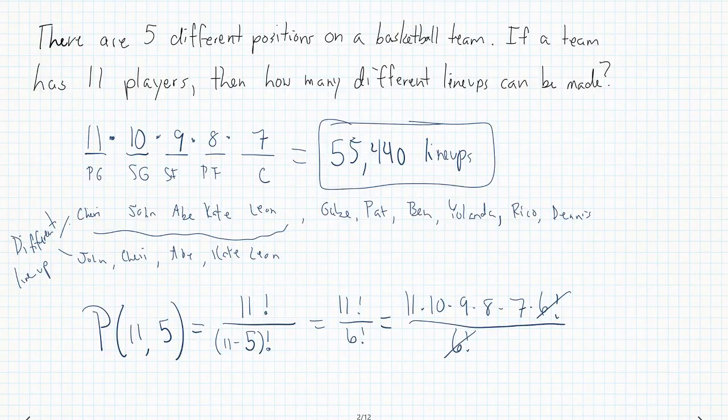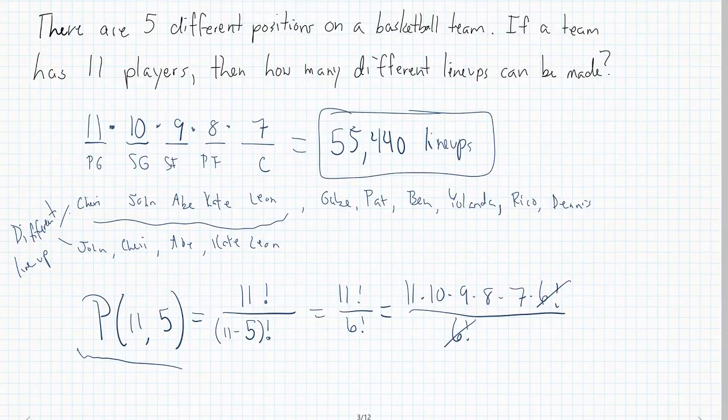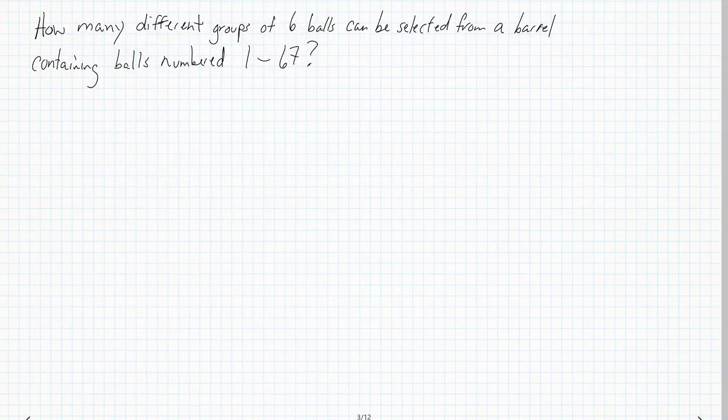But what I want us to be able to distinguish is that, hey, this is a permutation because order is important and we do not have repeats of players and positions. Okay, keep that in mind. That's going to cut down our time because we can just put P11, 5 and have our answer. And sometimes these numbers will be so large we can't even handle what the final answer would be.